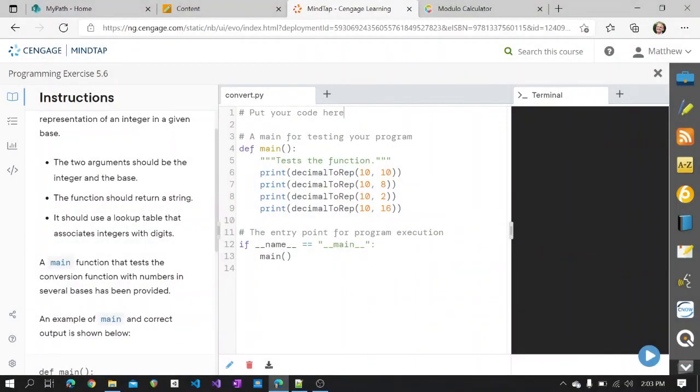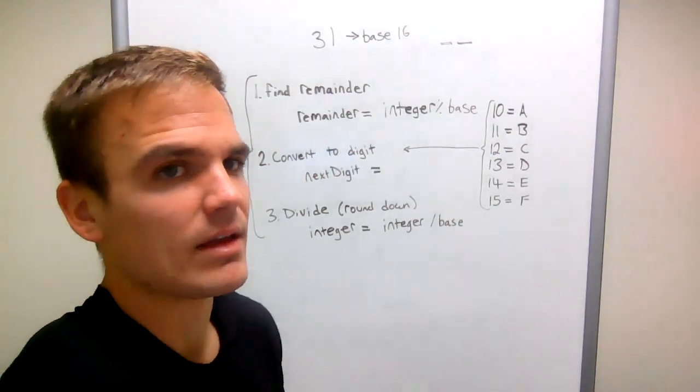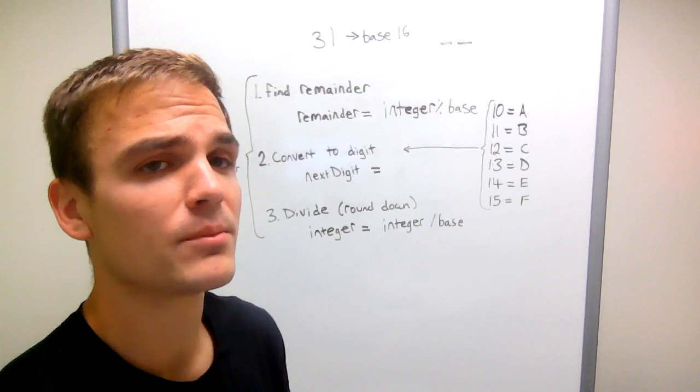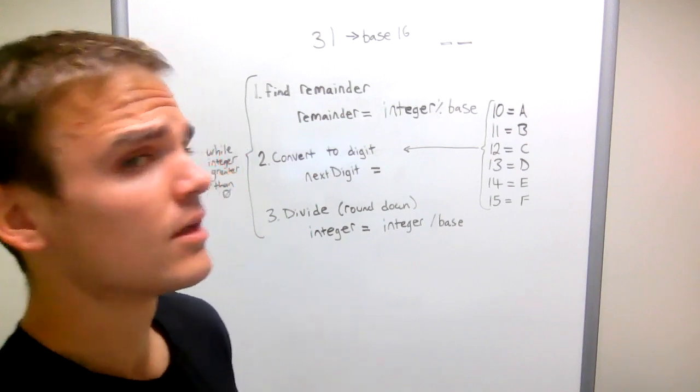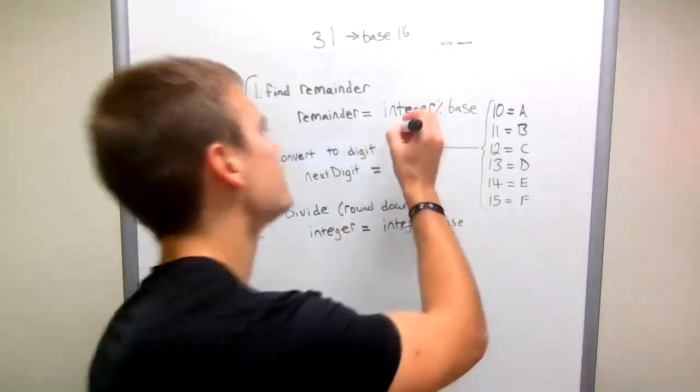Let's jump in. Assignment 5.6 asks us to convert a number from base 10 to another base. Let's convert 31 into base 16. The first step is to find the remainder of the number divided by the base. 31 divided by 16 has a remainder of 15.